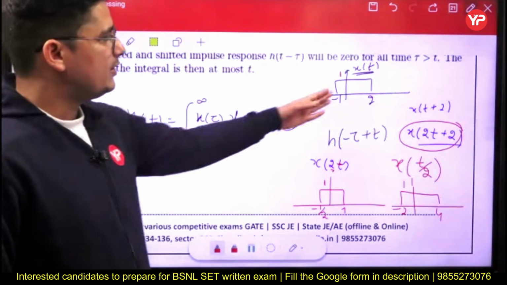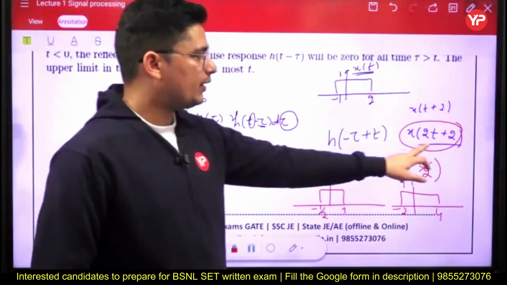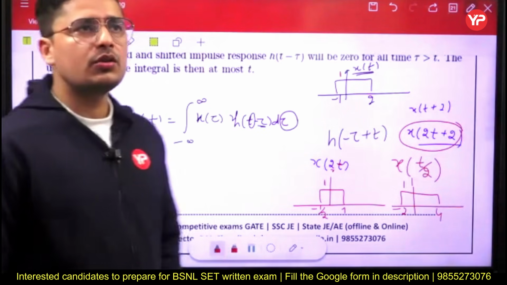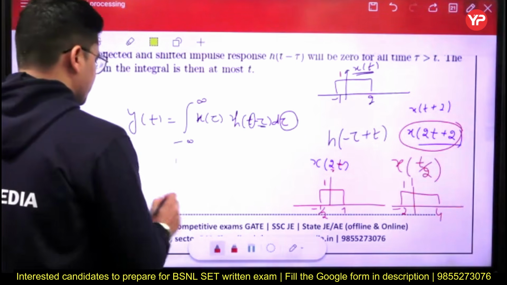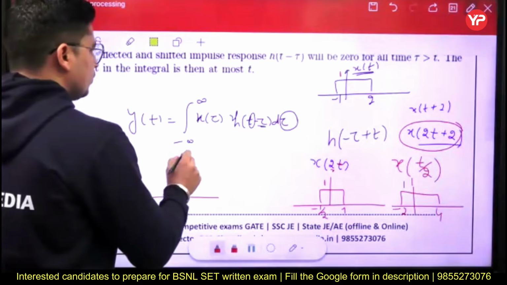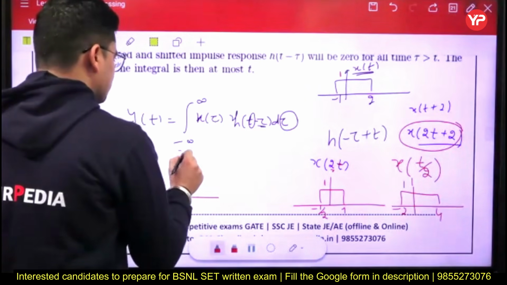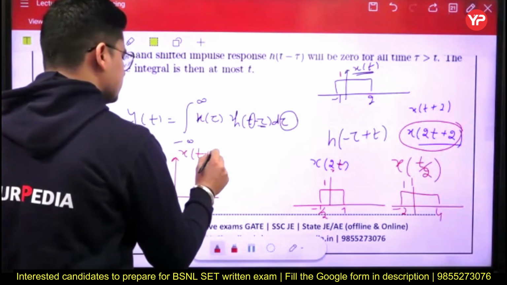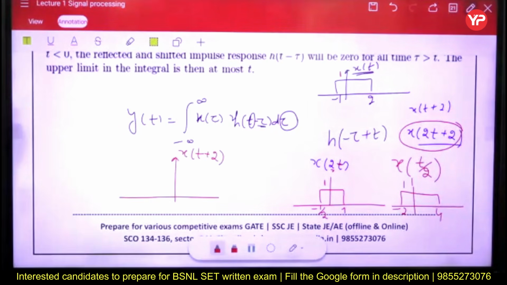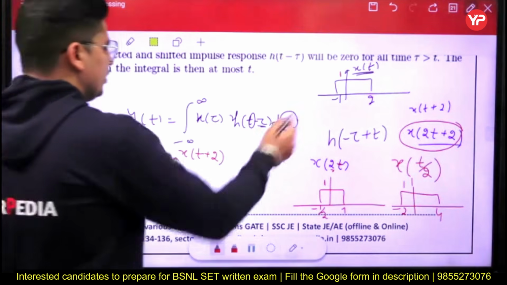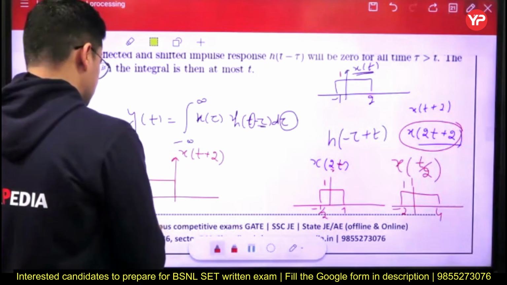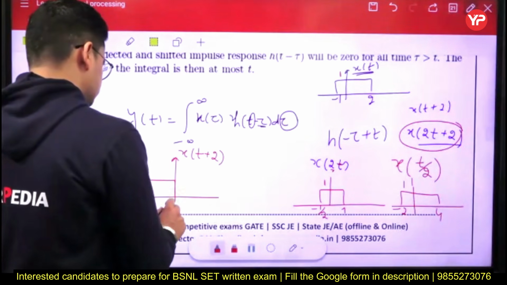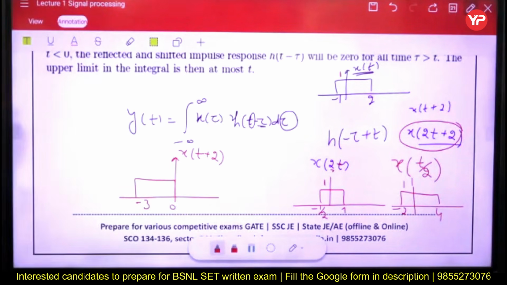Now, let us take this example: we want to draw the graph of x of 2t plus 2. So first, I want to draw the graph of x of t, then we have to draw x of t plus 2 first. T plus 2, always. Then it will become from where to where? Minus 3 to 0. This is x of t plus 2.